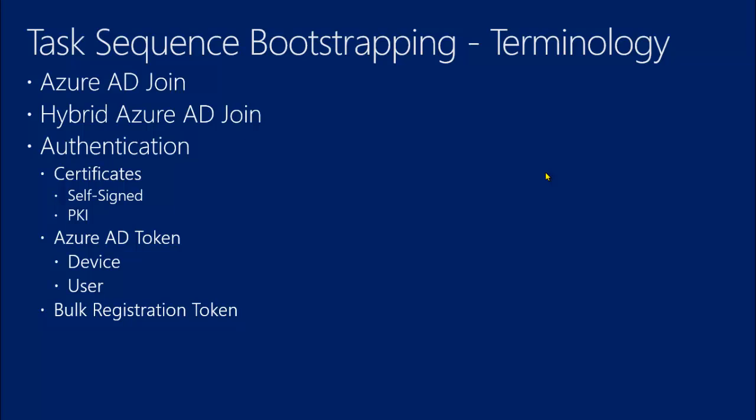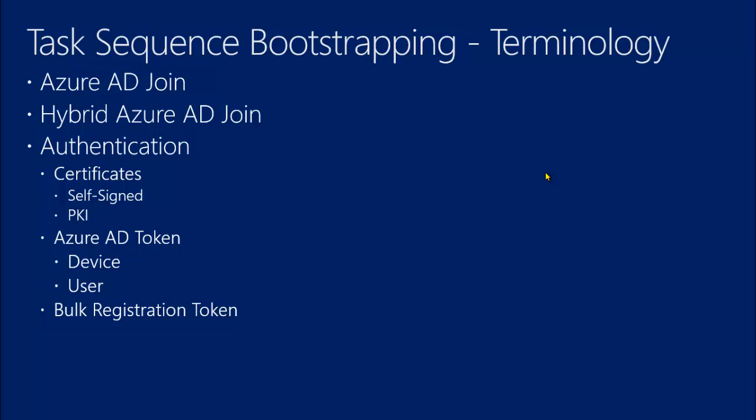There are multiple ways to do Autopilot, as I've covered in a previous video on Autopilot. One is the Azure AD Join only, where the device only exists in Azure AD. The other is hybrid Azure AD Join, where the device is joined to on-prem AD and registered in Azure AD, so it exists in both places. There's a little bit of extra work that you have to do to set that up.